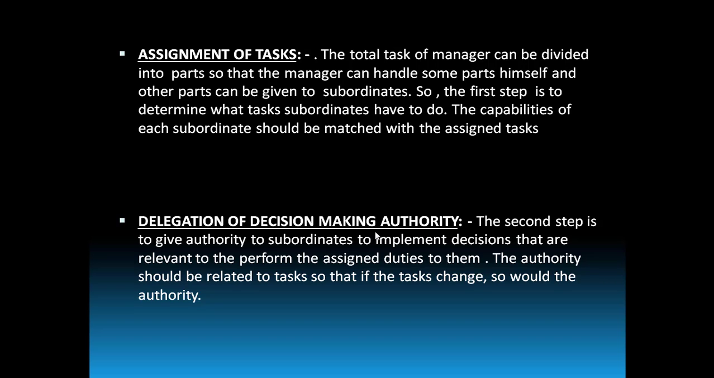When that is being determined, it becomes very clear from the manager's side that to perform 50% of the task, this much authority will be delegated to the subordinates. Now, the authority which is delegated to the subordinate should be related to the task. And if the task changes, the authority should also change. That is, if the task requires any change in the authority which is being delegated to the subordinate by the superior, that should change accordingly, right?